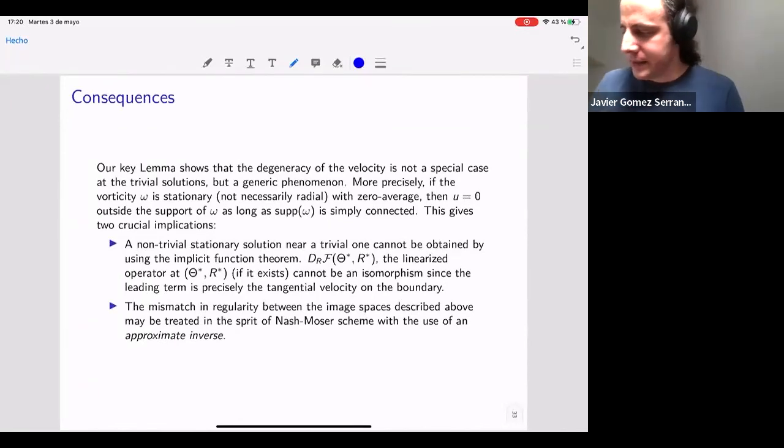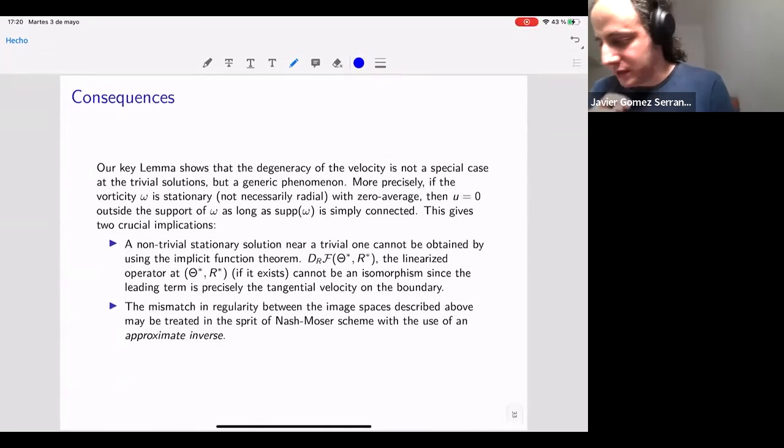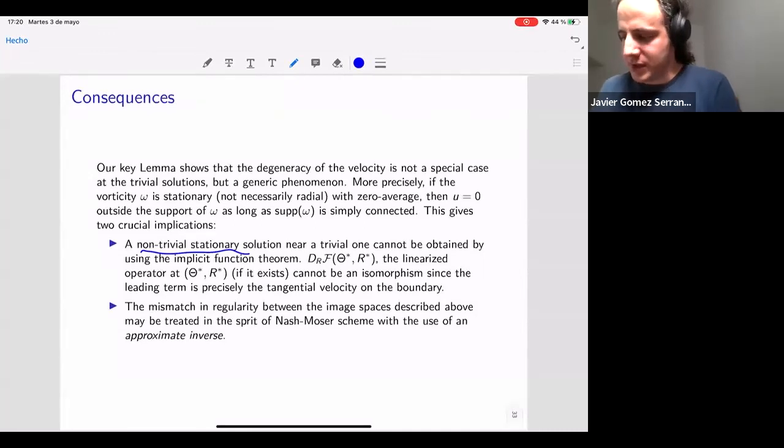Now, consequences. As I said, this is not something specific of the trivial solutions. So if we were to find a non-trivial solution near a trivial one, we will not be able to use any kind of implicit function theorem because the linearized operator will fail to be an isomorphism because it's not going to map the same amount of derivatives as the nonlinear operator. Now the hope is that one can do a Nash-Moser argument and overcome this difference in loss of derivatives between the linear and the nonlinear part.